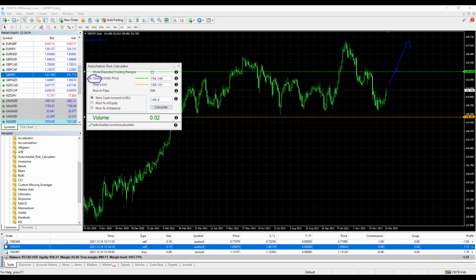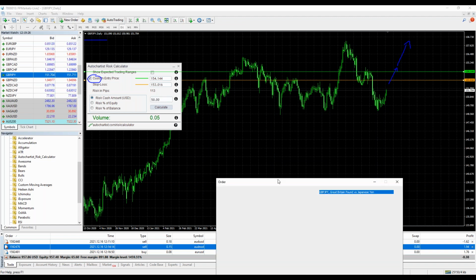So now, because of this custom entry price, the risk calculator is working out the risk in pips between the green line and the orange line, not between the current price and the orange line. So what I'm going to do is set my stop loss to be over here. If we hit that line, we're going to go long with a stop loss at the orange line. That is about 113 pips in risk, and I want to risk only $50.